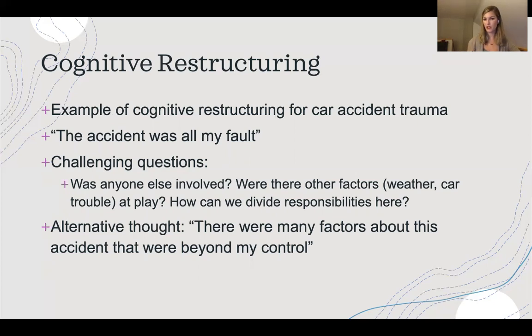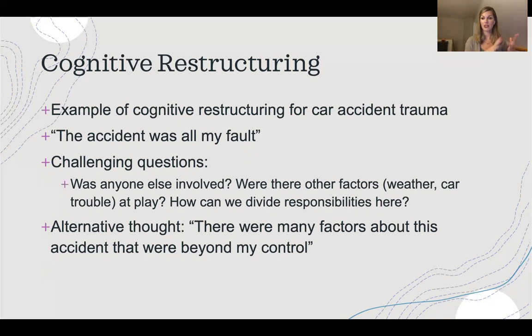And working through this with the client, we might hopefully arrive at an alternative thought, perhaps that there were many factors about this accident that were beyond my control. And so you can see here that an alternative thought is ideally something that's more balanced, but that doesn't necessarily shift to the other extreme.